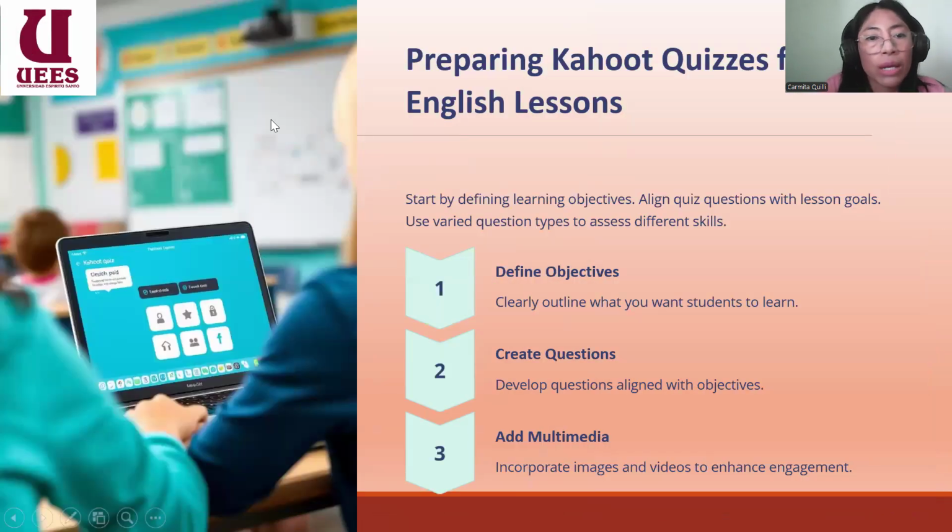Also, we are going to talk about preparing Kahoot quizzes for English lessons. When we prepare a quiz, please be aware of these three main points. We have to define objectives. Please clearly outline what you want the students to learn.